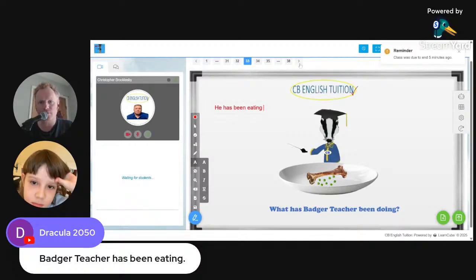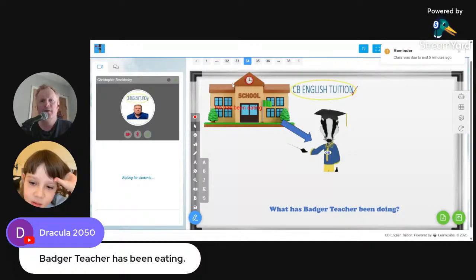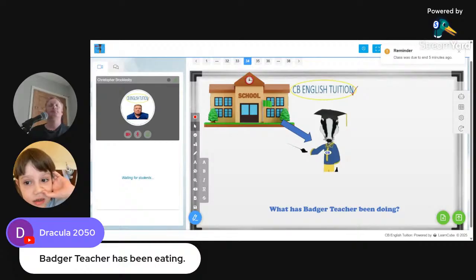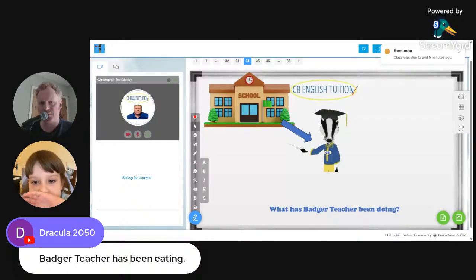What has Dracula, Badger Teacher, been doing? Okay, answers in the comments. What has Badger Teacher been doing now? Been teaching at school. Sounds correct. Let's see. Has anyone else got the answer? Why do you think he's been teaching? What can you see in the picture? That he is going away from the school. Yeah, we can see the school building, and he has left.